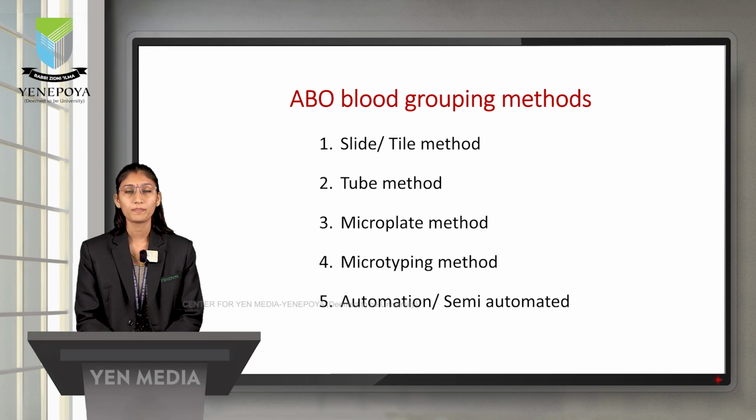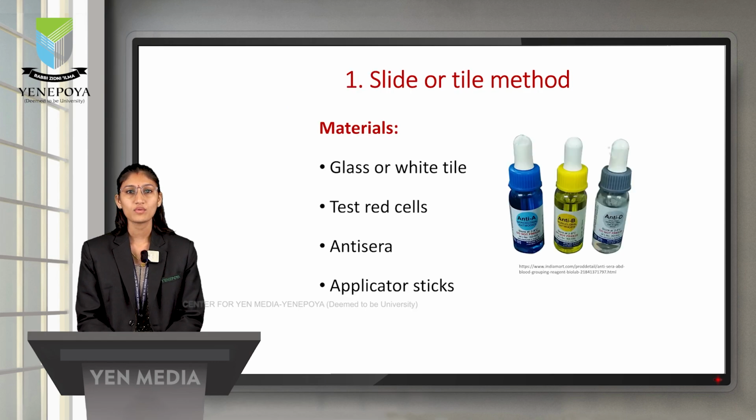Let's move on to the grouping methods. So we have 5 blood grouping methods. First one is the slide or tile method, second is the tube method, third is the microplate method, fourth is the microtyping method and fifth one is the automated or semi-automated method. So we will see them one by one.